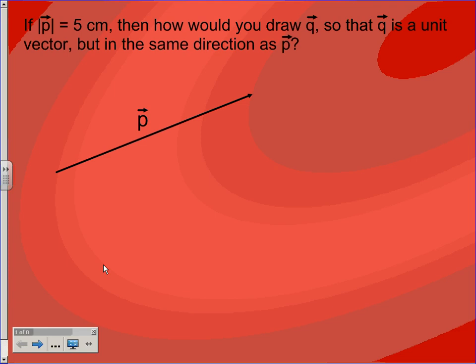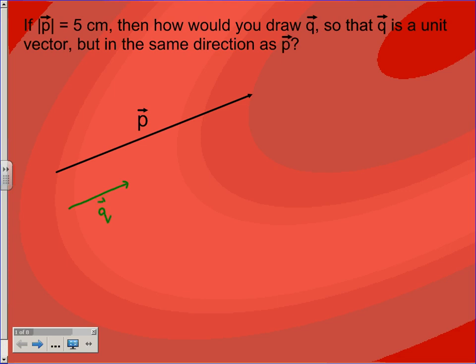Well, a unit vector, we talked a little bit about those before. A unit vector was that little, remember vector i and vector j? They were 1, 0, and 0, 1. They were vectors that had magnitudes of 1. They were special because they were horizontal and vertical. So this one isn't going to be horizontal and vertical. It's going to be in the same direction as p, but I want it to be 1 unit long. So if vector p there is 5, I need vector q. It's going to look something like that.